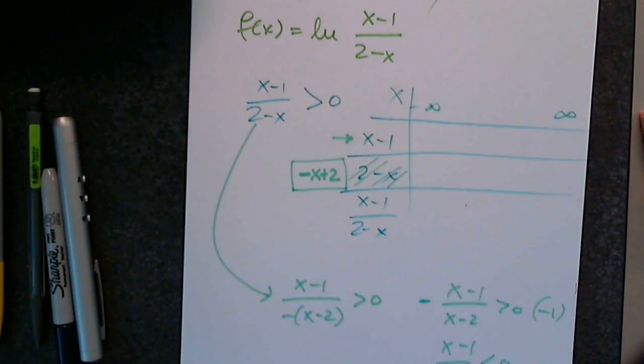Is that just because the variable comes second? It comes after the 2. Yes, right. And because I may be tempted to say, oh, it's 2 minus x, oh, it's got positive slope. But it's not positive slope. Okay.